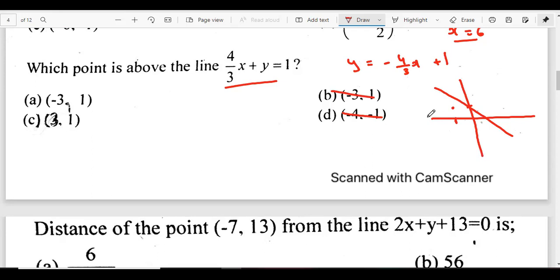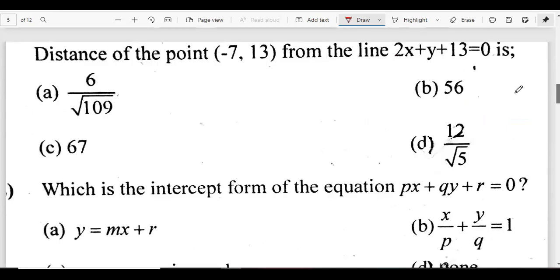So if I talk about A, it had a minus sign basically, so that would be somewhere down the line. So it would be somewhere here, again down the line. And if I talk about C, it would be above the line, somewhere here. So this means that the answer is C. So for such questions, the best solution is just to make the line and then think about the points, right? That would be quicker. Okay, and let's talk about the next question.